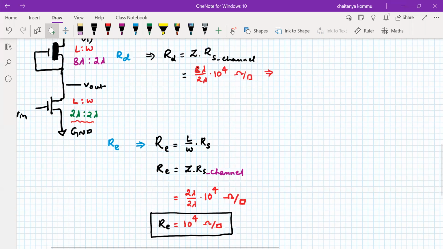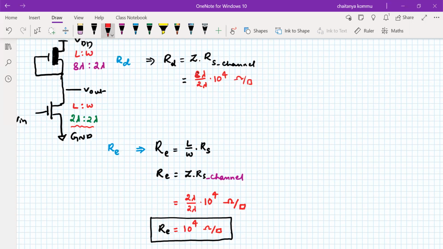What is the value of this one now? So this value is equal to RD, which is nothing but 4 into 10 to the power of plus 4 ohm per square. Right? So this is what.